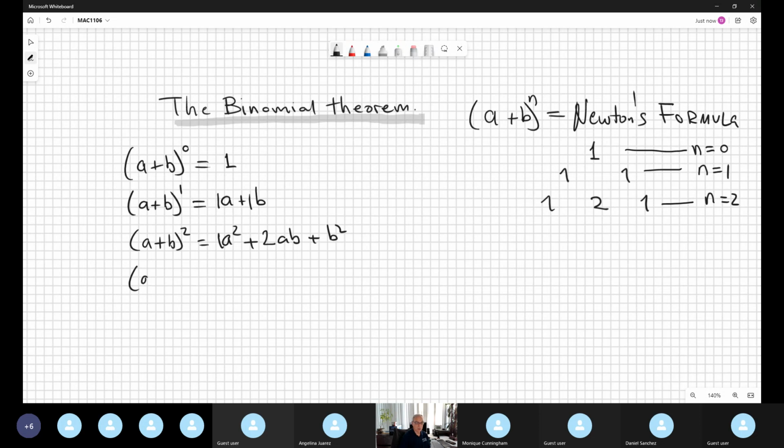Now suppose a plus b to the cubic power. This is more complicated and long. In order to save time, I put the answer, so you believe I'm doing well. It is a cubed plus 3 times a squared b plus 3 times a b squared plus b cubed. And the coefficients are 1, 3, 3, and 1. This is for n equal to 3.